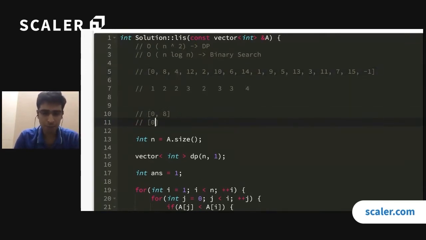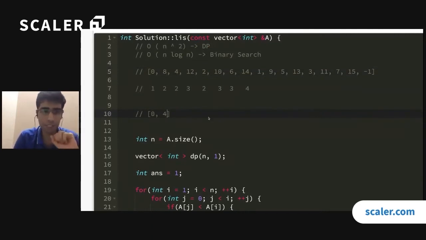Out of these two, 0, 8 and 0, 4, which is a better thing to take? 0, 4 is always better, right? Because 0, 4 can later be expanded to 0, 4, 7 of size 3, but 0, 8 won't be able to. So 0, 4 allows us more scope to expand. So we try to find the first number in the current increasing subsequence that is greater than 4. We find this 8, and we replace this 8 by 4.